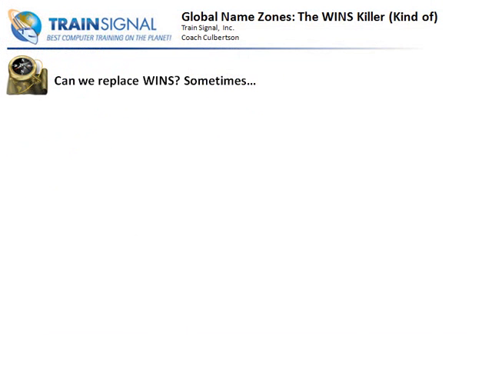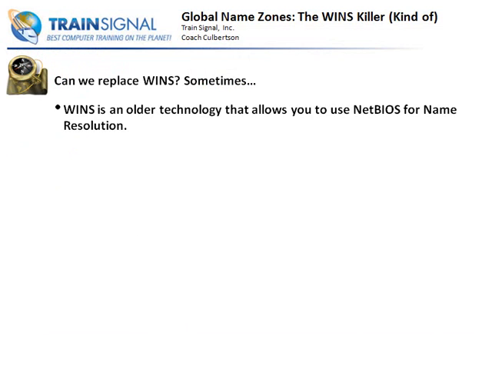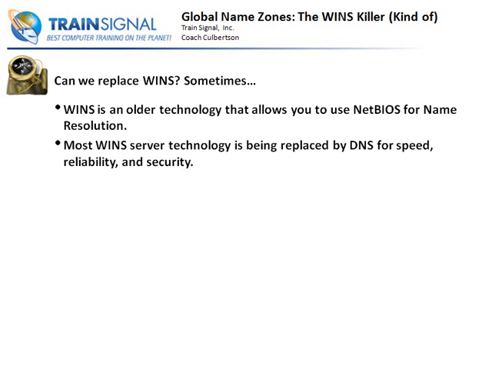All right, global name zones. In the old days, we used to have a name resolution technology called WINS, and it's an older technology that allows us to use short names to resolve, or look up, IP addresses. Now, most WINS server technology is being replaced by DNS, primarily for reasons of speed, reliability, and security. All right, because WINS was not that secure, to say the least.